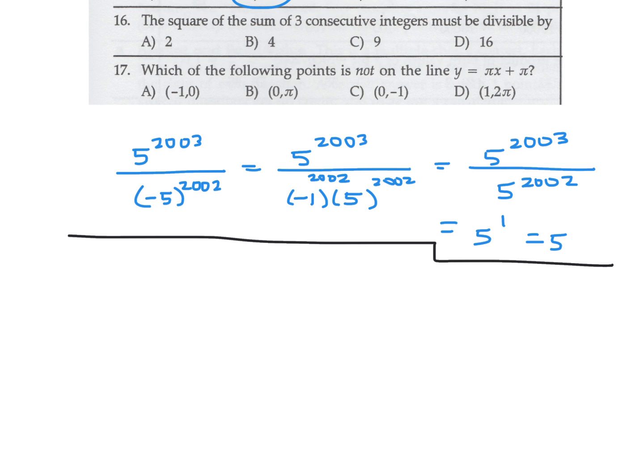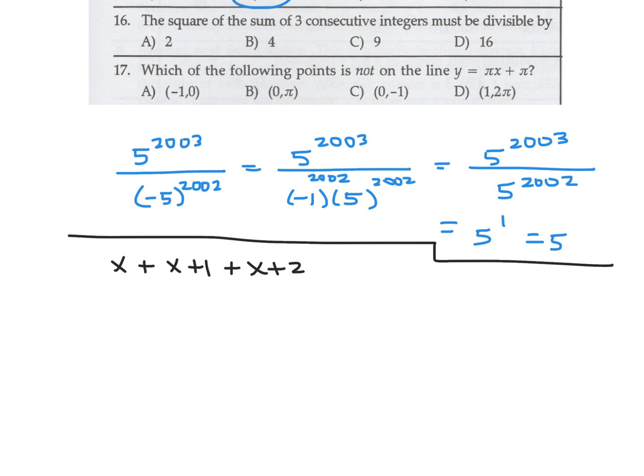The square of the sum of 3 consecutive integers must be divisible by... So let's make 3 consecutive integers. That would be x, x plus 1, and x plus 2. Sorry, what are we doing here?